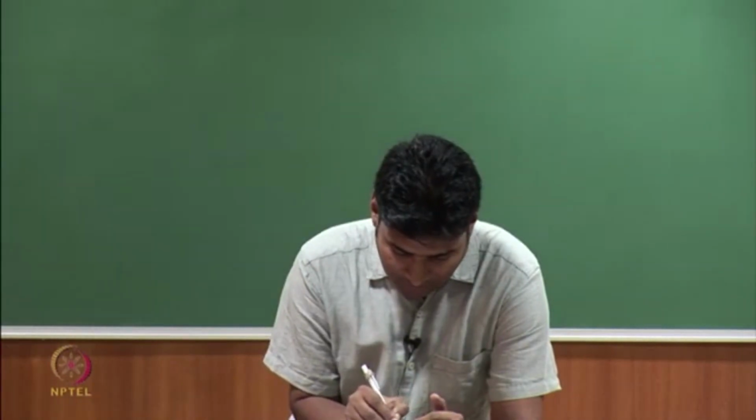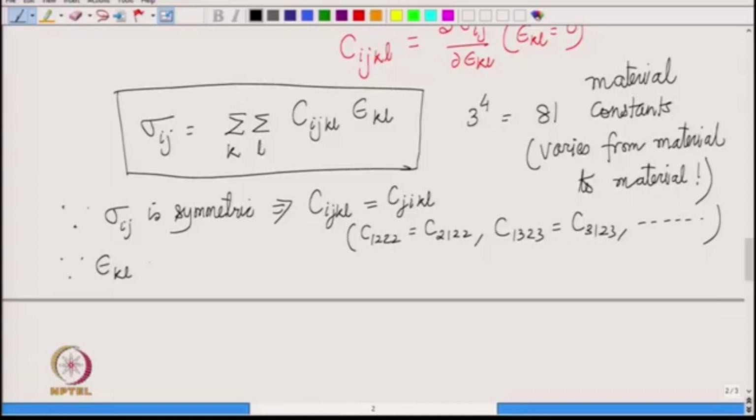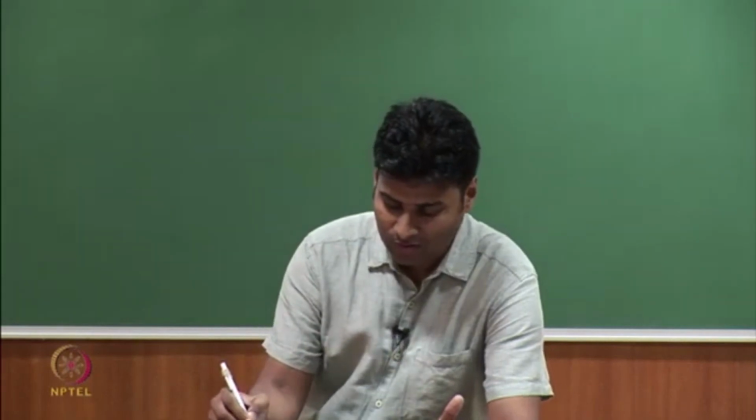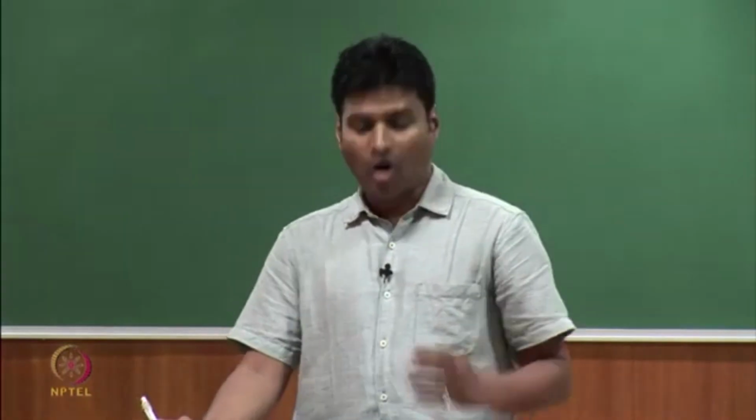So, I will write here, since epsilon kl is symmetric, C ijkl equal to C ijlk, and when we choose it, it does not really bring in any constraint, because we finally have to work out this summation sigma ij equal to C ijkl into epsilon kl. So, we can always choose C ijkl to be equal to C ijlk, because the strain is symmetric. So, can you see how many constants are really now present in C ijkl, how many independent constants?